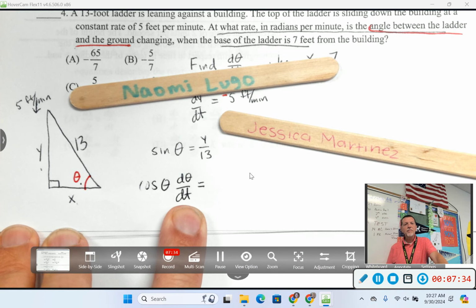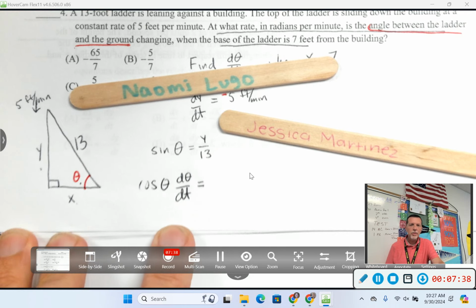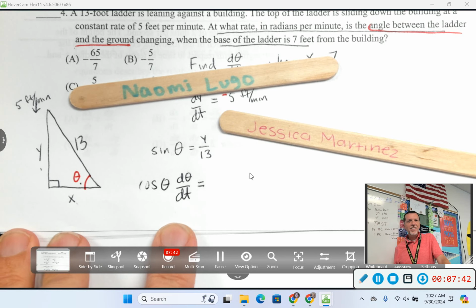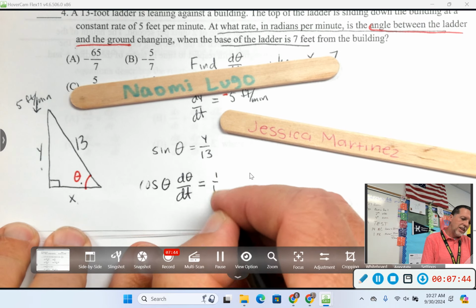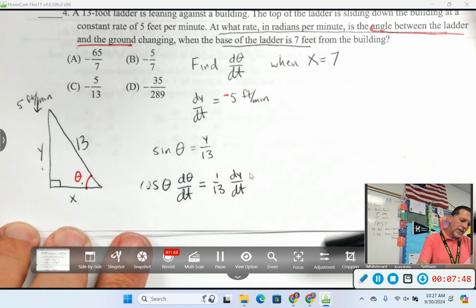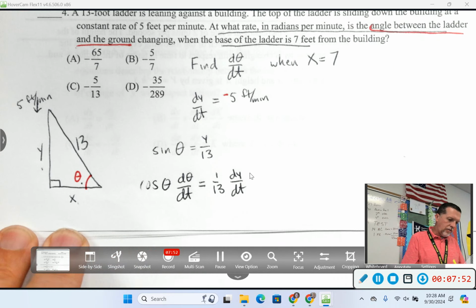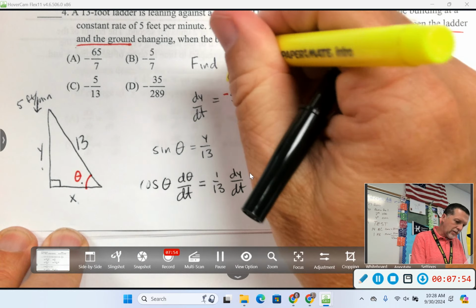Last period, they left off the d theta dt, whoever I called on. Yeah, terrible. Jessica, how about the derivative of the other side? Good. 1/13 dy dt. Okay, find d theta dt. That's what we're going for.